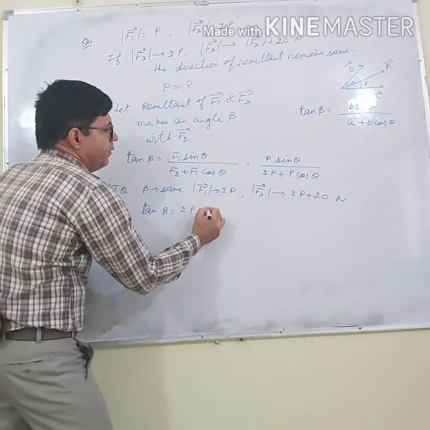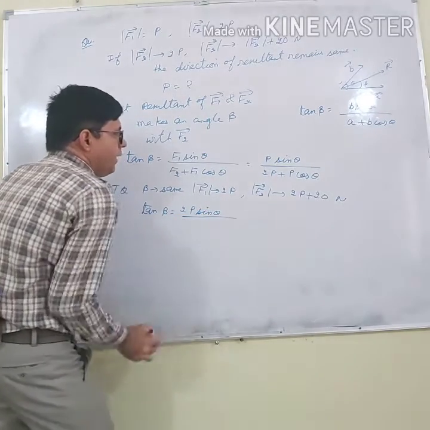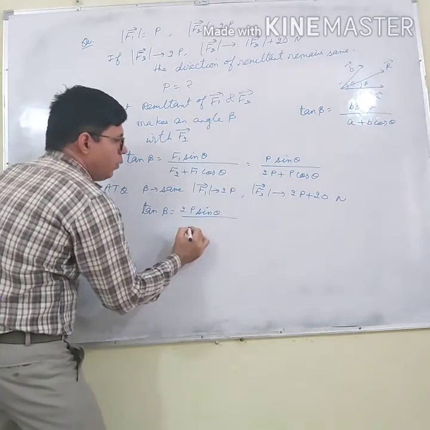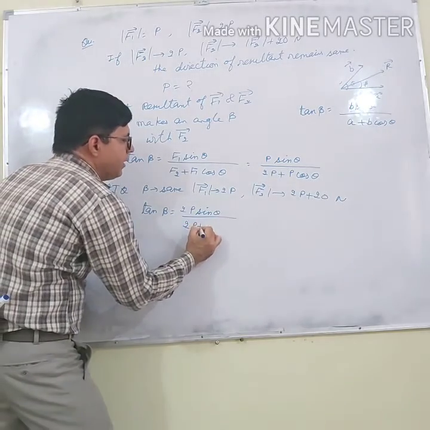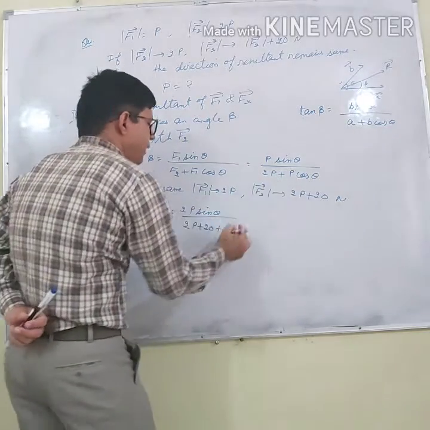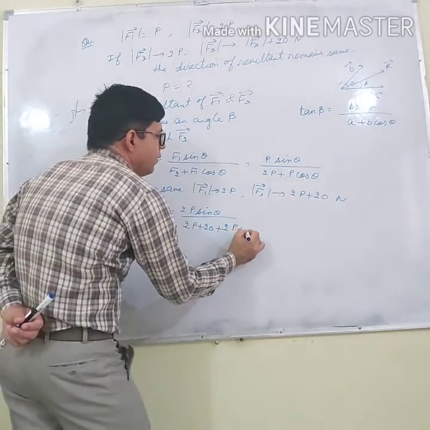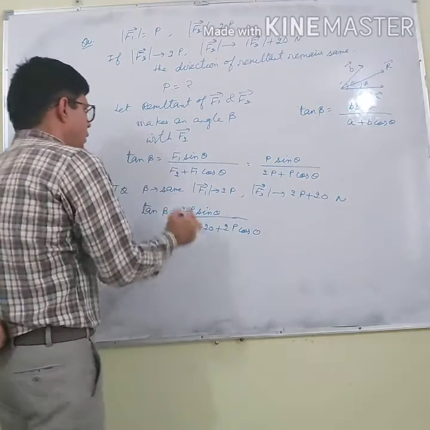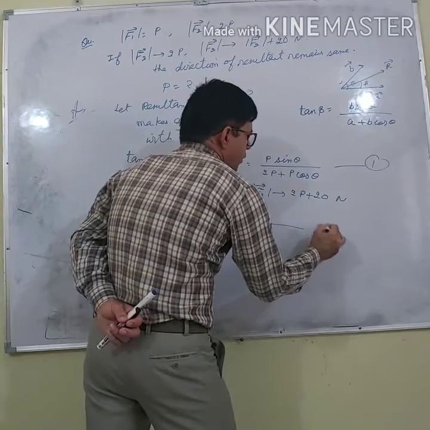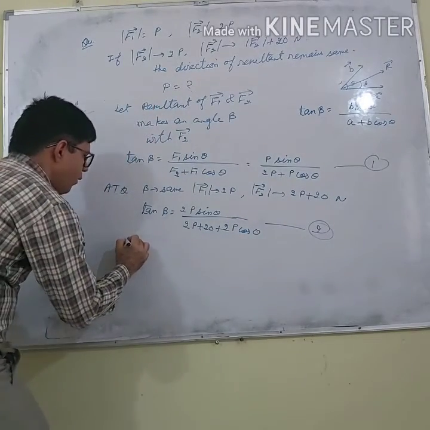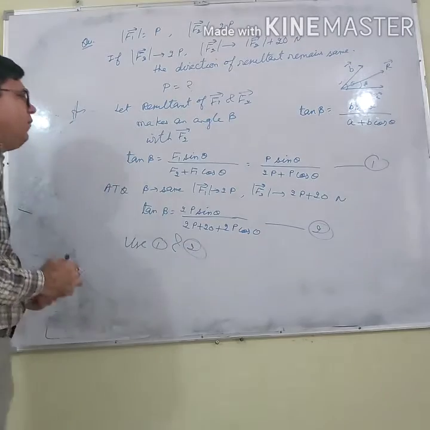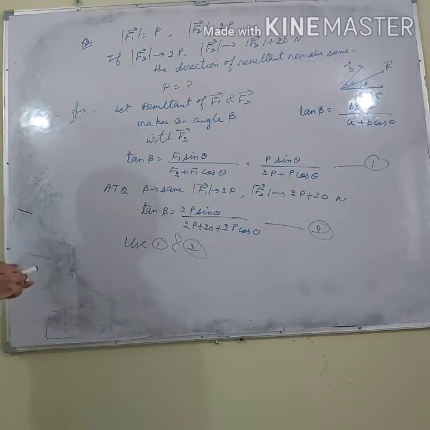2 sine theta divided by, what will I write in place of F2? 2p plus 20, and what will I write here? 2p cos theta. Now use 1 and 2. If I use 1 and 2, what will I get?